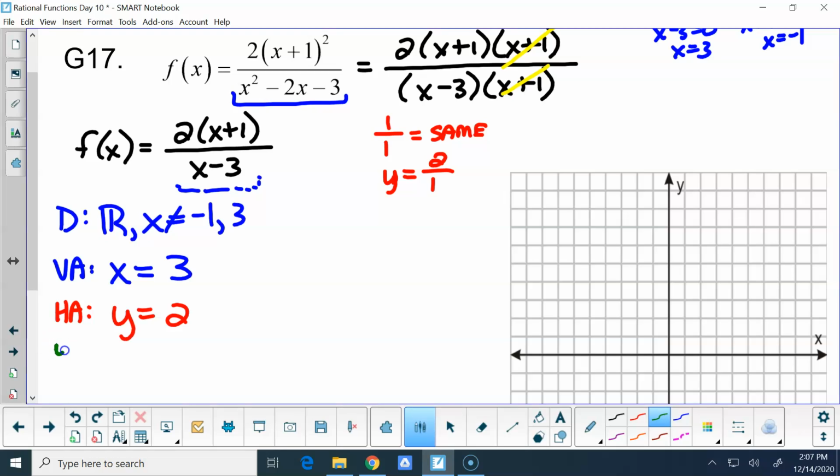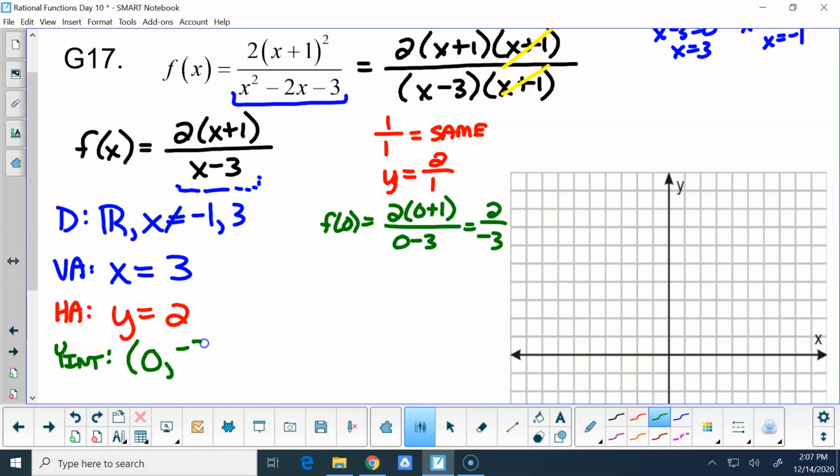My y-intercept is next. Step number 3, plugging in 0. So f of 0 is going to be 2 times 0 plus 1 all over 0 minus 3. 0 plus 1 is 1 times 2 is 2. 0 minus 3 is negative 3. So my y-intercept is the point 0, comma, negative 2/3.